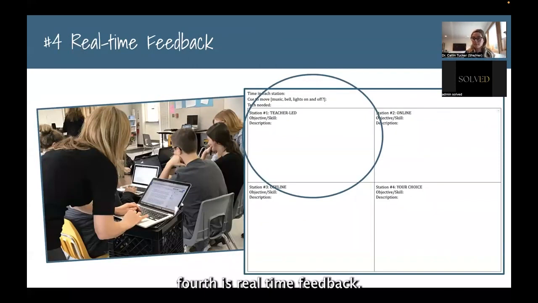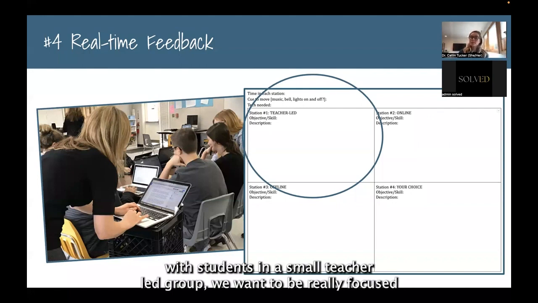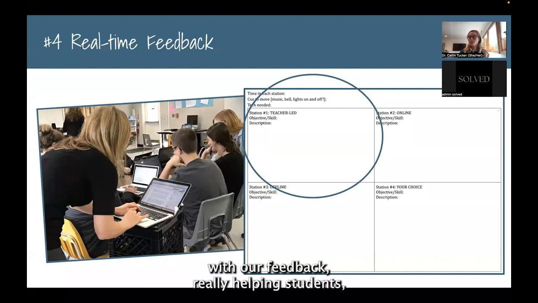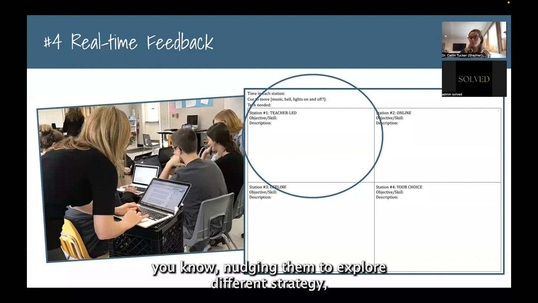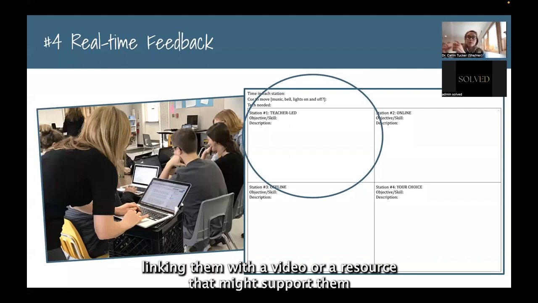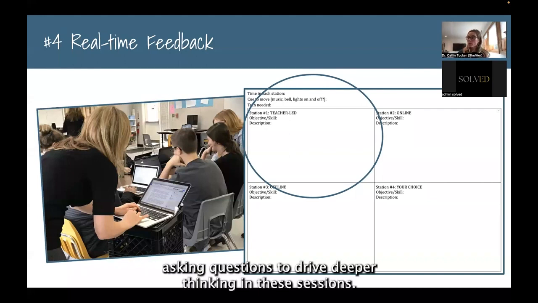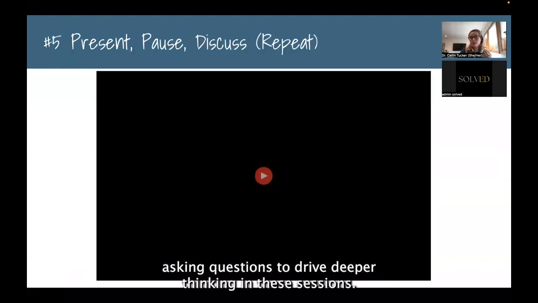Fourth is real-time feedback. Because we have a limited amount of time with students in a small teacher-led group, we want to be really focused with our feedback, nudging students to explore a different strategy, linking them with a video or a resource that might support them, and asking questions to drive deeper thinking in these sessions.